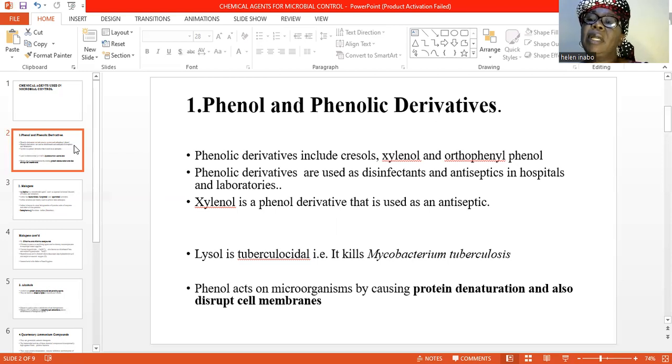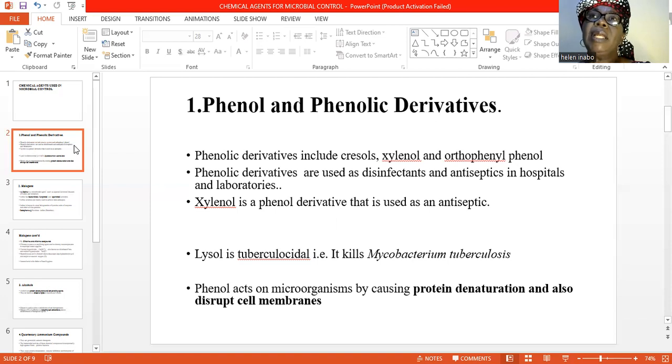Phenolic derivatives are in use now, though it is said that Joseph Lister is the father of aseptic surgery, because the incidence of death resulting from post-operative infections drastically reduced. So phenolic derivatives include cresol, xylenols, and orthophenol.